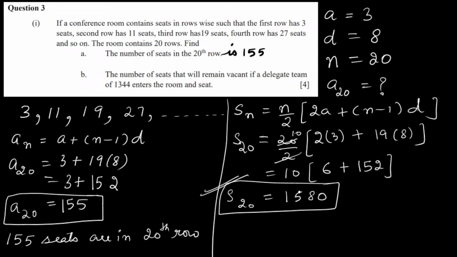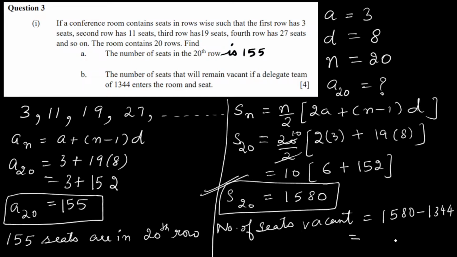So how many seats will be vacant? The total number of seats is these many, but 1344 people have entered. So the vacant seats will be their subtraction. The number of seats which will remain vacant is equal to 1580 minus 1344, which is equal to 4.